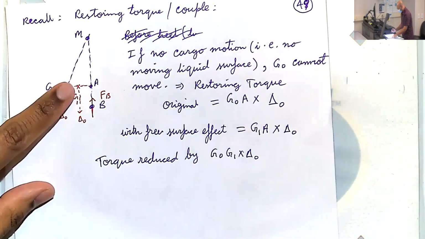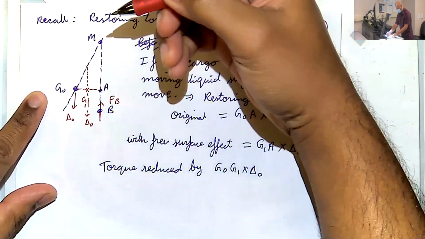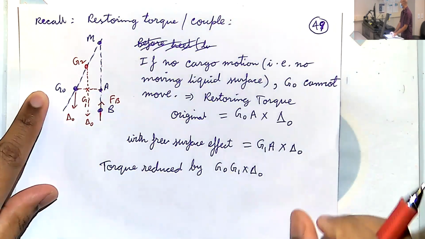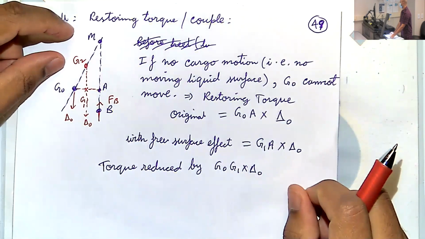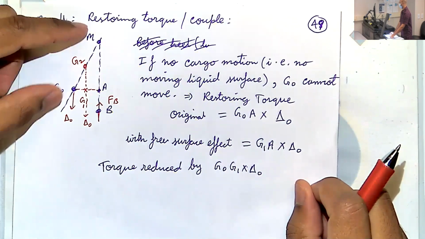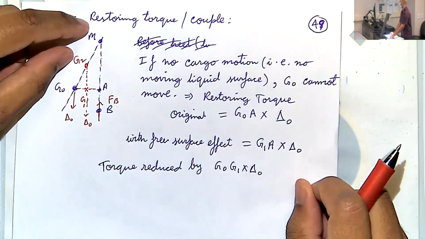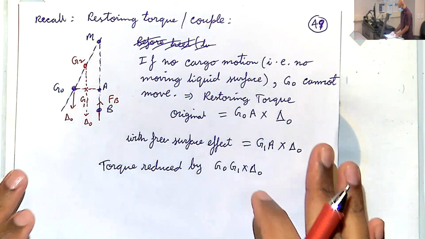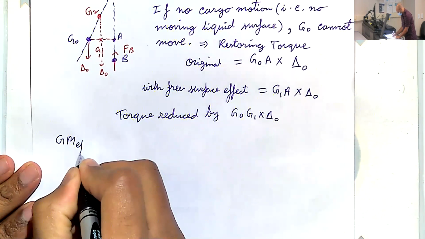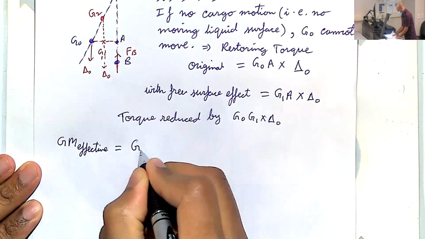Another thing we'll mark here is, when we continue this line vertically, we have this intersection point. Let's call this G2. And this becomes our new effective metacentric height. G2M is the new metacentric height. Originally, it was G0M. So again, we have reduced the GM value, which means we have reduced stability. So now GM effective is G2M.